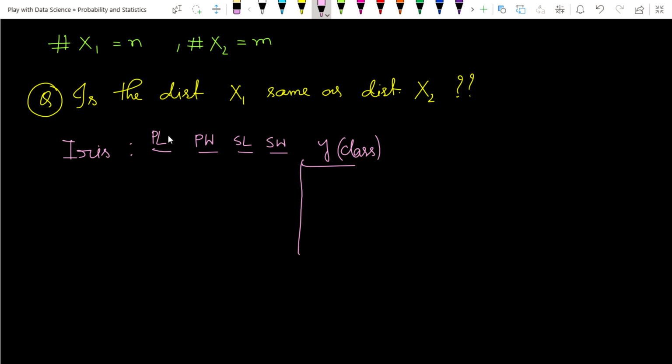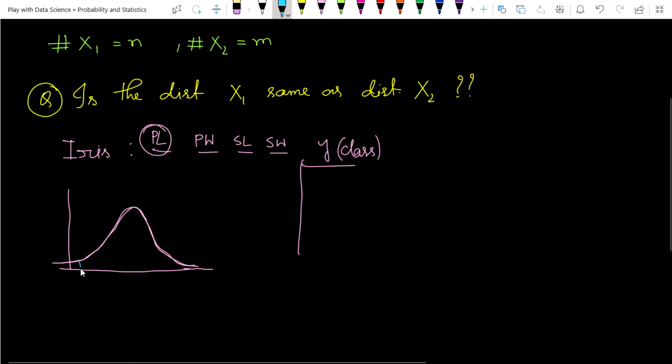Suppose we consider the petal length, and we will try to find the distribution of this petal length. How to find this, we have already seen. The distribution of the petal lengths looks like this, a type of Gaussian distribution. If you plot the observed values of the petal length, this is actually a discrete set of data, so you will get this kind of discrete plot if you plot the histogram of this data.